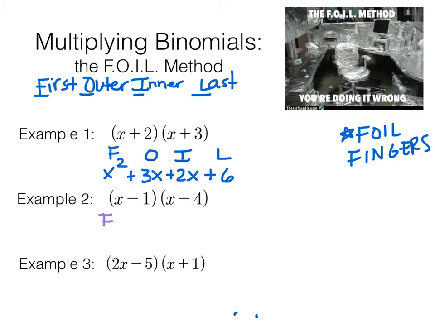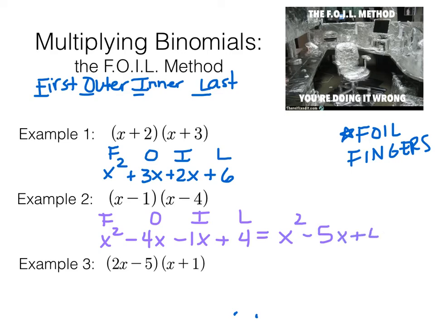So first, outer, inner, last. So first, x times x, x squared. Outer, x times minus 4, minus 4x. Inner, minus 1 times x, minus 1x. And finally last, minus 1 times minus 4, plus 4. X squared minus 5x plus 4. Again, same answer we had before, but you see the math written out, okay?